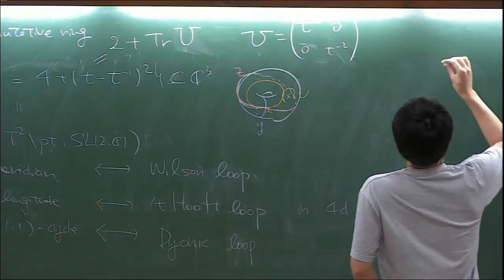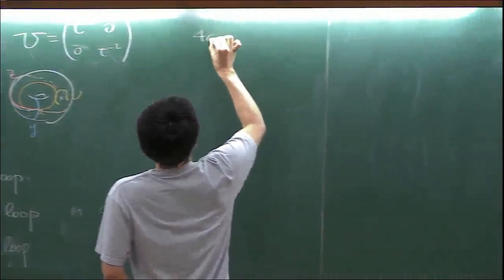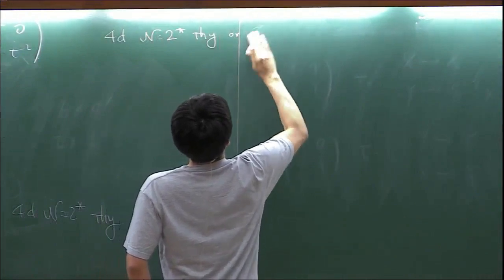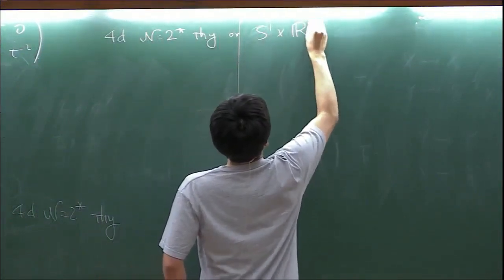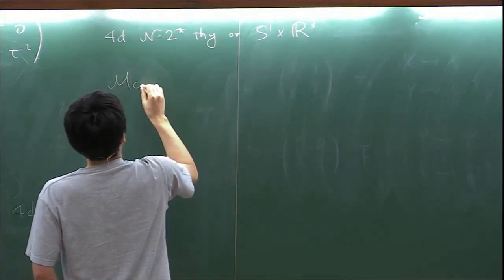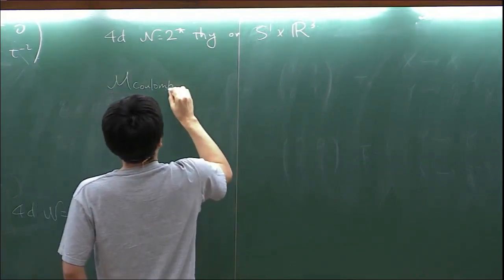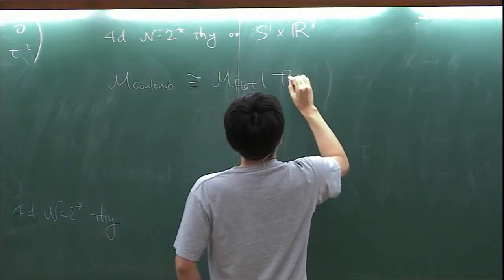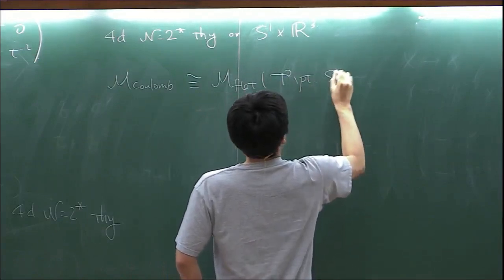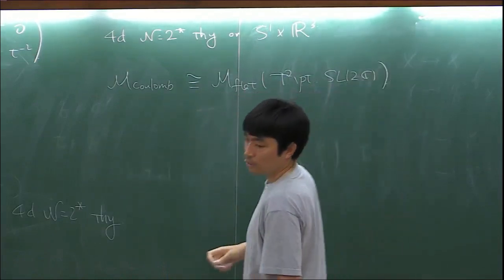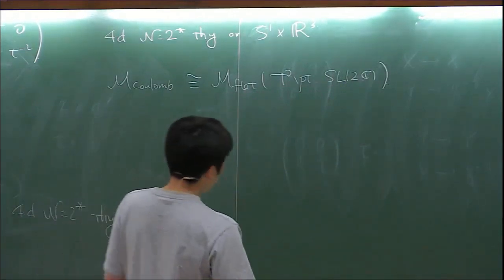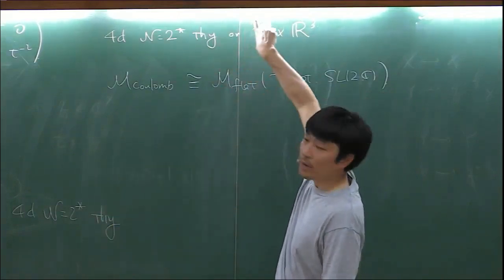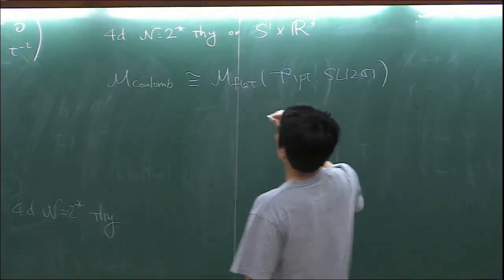And it's a Coulomb branch. So if you put the 4D N=2* theory on S1 cross R3, the Coulomb branch is given by the moduli space of flat connections of the one-puncture torus, SL2C, whose coordinate, the Fenchel-Nielsen type coordinate, is given by this loop operator wrapping on S1. Okay. So that's the work of Gaiotto-Moore-Neitzke.